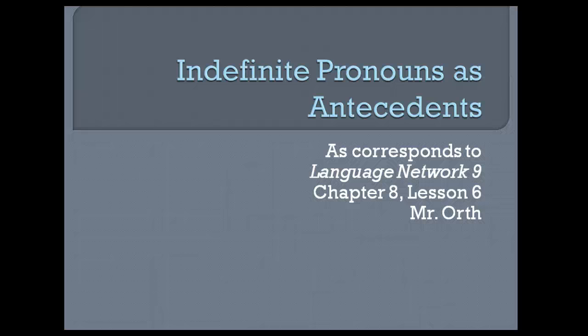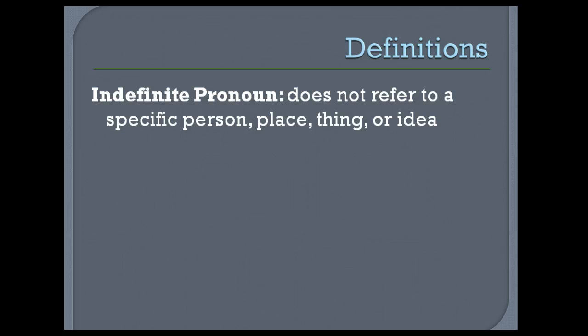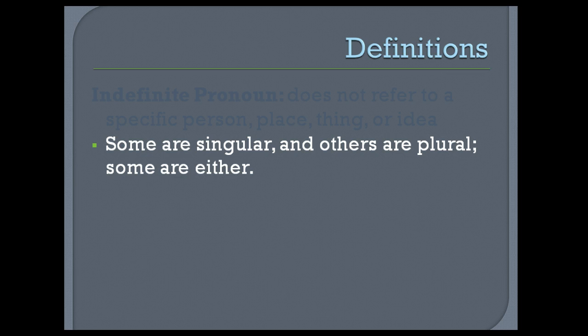Continuing Mr. Orth's flipped classroom for grammar, indefinite pronouns when used as antecedents. Remember that an indefinite pronoun is one that does not refer to a specific person, place, thing, or idea. Essentially, it's undefined. Get ready to write down this list. Some are singular, others are plural, and some are either. We'll talk about that more later.